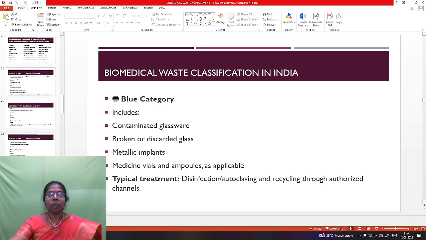And next one is blue category waste, and this includes contaminated glassware, broken or discarded glass, metallic implants, medicine vials and ampoules as applicable. And the typical treatment method is disinfection, autoclaving, and recycling through authorized channels.